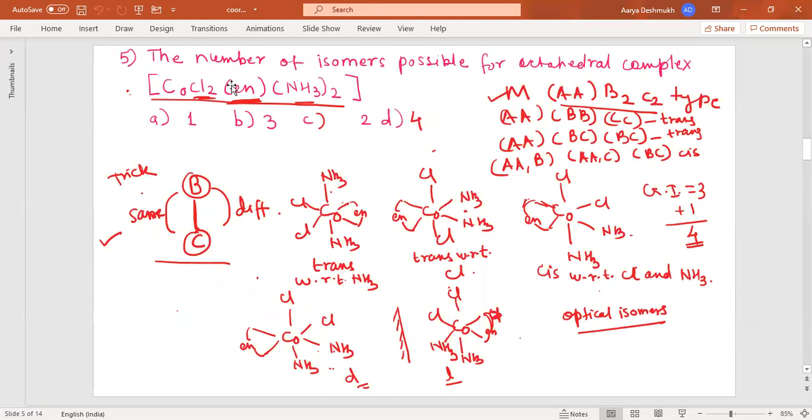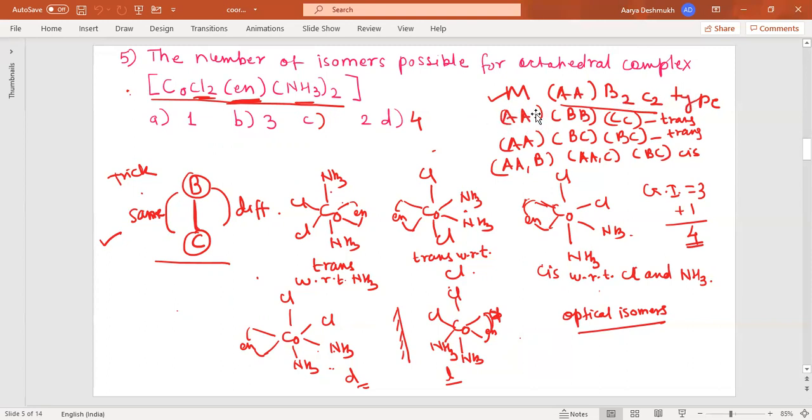It's a little trickier one. The number of isomers possible for the octahedral complex [CoCl2(en)(NH3)2]. So this is the type of complex M(AA)B2C2. En is the bidentate ligand. Two donor atoms are there. It means AA. Then B2C2 type of complex.